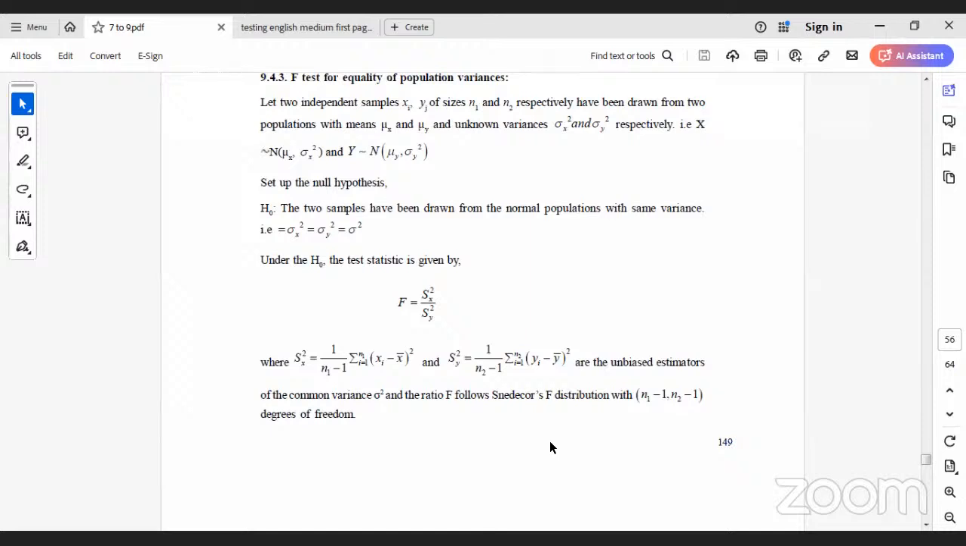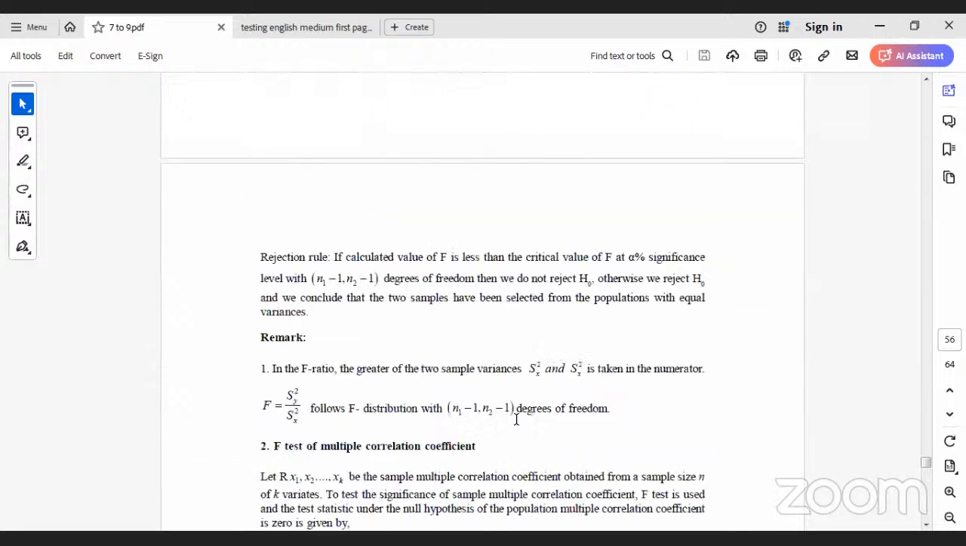Sx square is equal to 1 by n1 minus 1 summation of i is equal to 1 to n1 of xi minus x bar whole square, and Sy square is equal to 1 by n2 minus 1 summation of i is equal to 1 to n2 of yi minus y bar whole square, the unbiased estimators of the common variance sigma square. The ratio F follows the Snedecor F distribution with n1 minus 1, n2 minus 1 degrees of freedom.